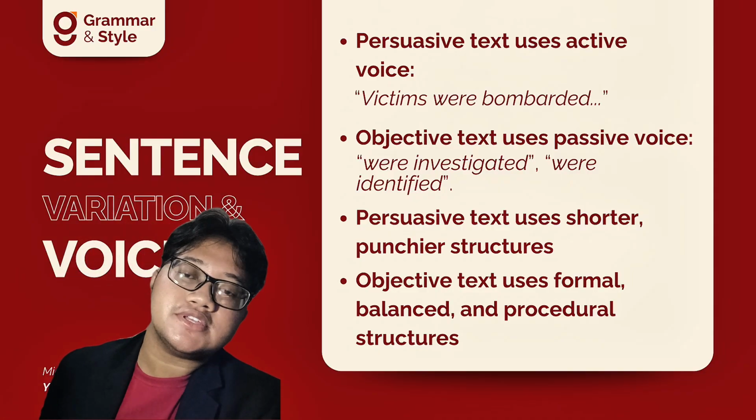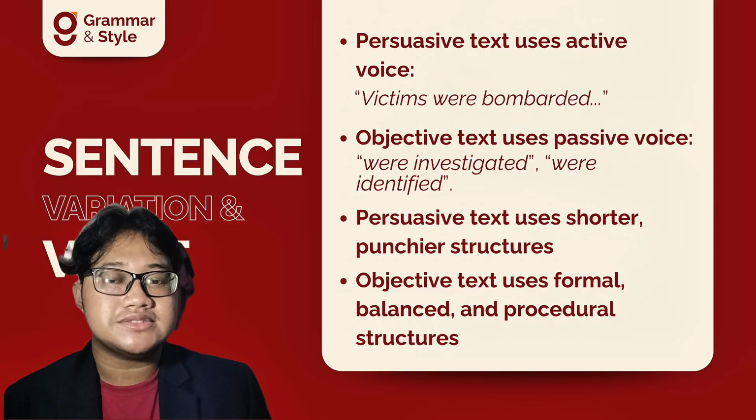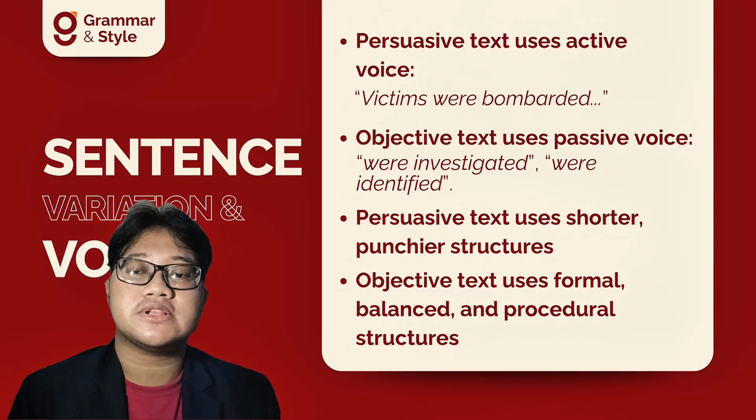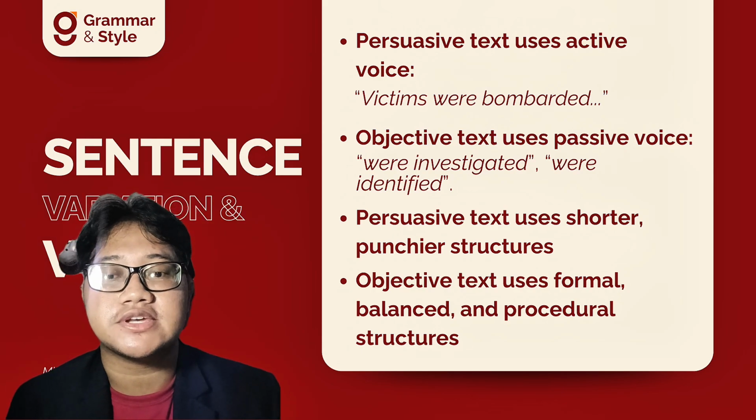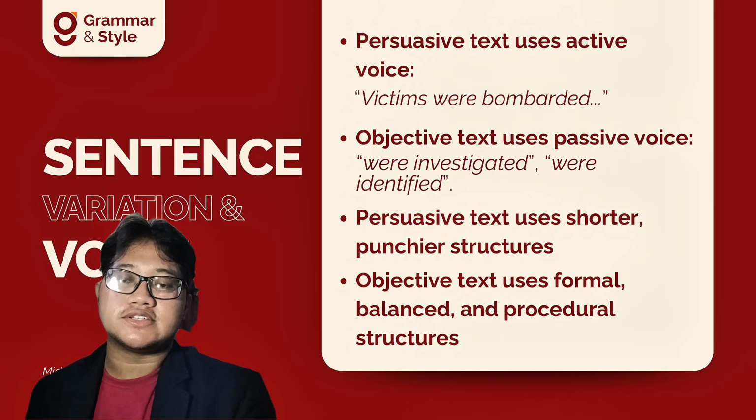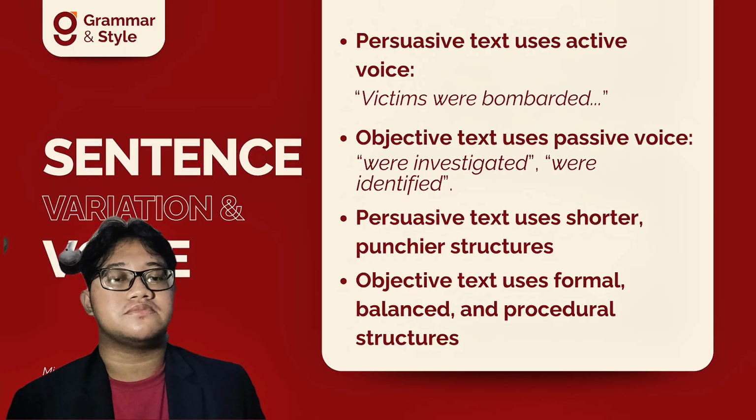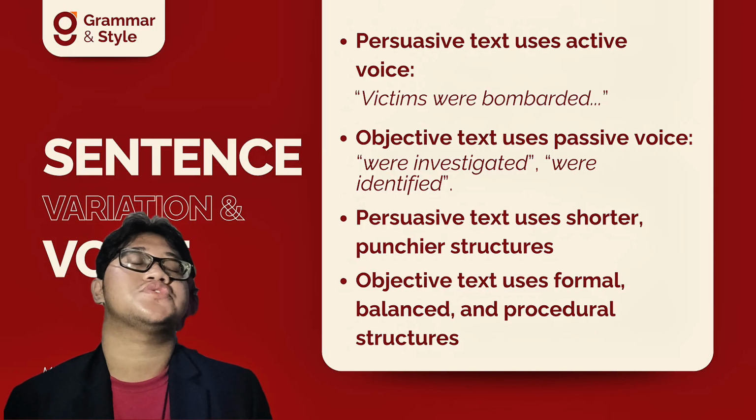While on the other side, the objective one, passive voice dominates. For example, "more than 100 individuals were reported to have received messages." This sentence shifts focus from the doer of the process, which is common in institutional writing.